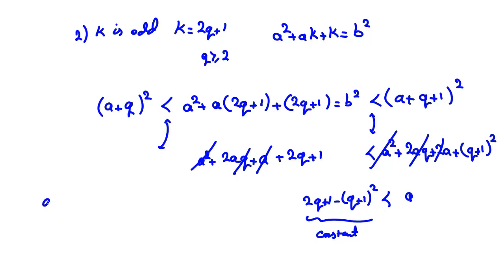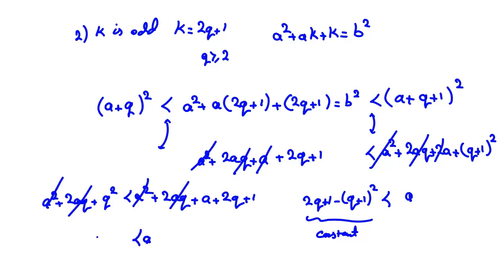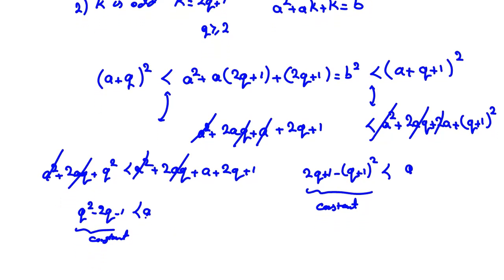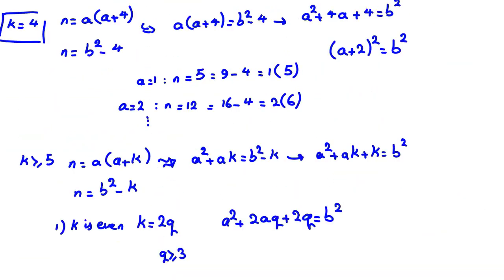Now let's consider this part. A squared plus 2aq plus q squared is less than a squared plus 2aq plus a plus 2q plus 1. So a squared is cancelled, 2aq is cancelled, and a is greater than q squared minus 2q minus 1. Again, this part is constant. After some a greater than a constant, we have this inequality, and it means b squared is between two consecutive perfect squares, which is a contradiction. So the only k that is good is k equals 4.